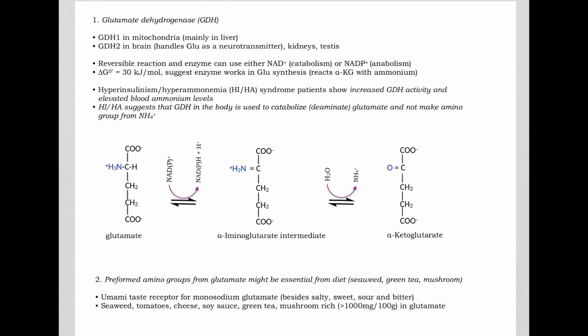So another possibility is that we require preformed amino groups. We need this from our diet so that we can make our non-essential amino acids. And this probably comes from glutamate because we do have a taste receptor for glutamate. This taste receptor is called umami. The fact that we have an umami taste receptor for glutamate might imply that we need glutamate in our diet to give us the amino group for synthesizing the non-essential amino acids.